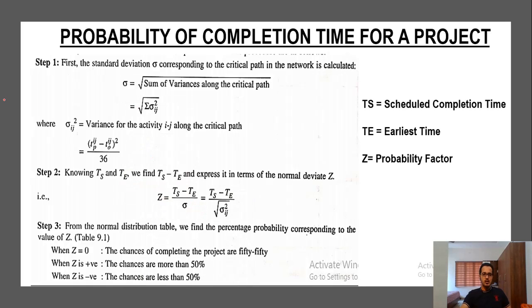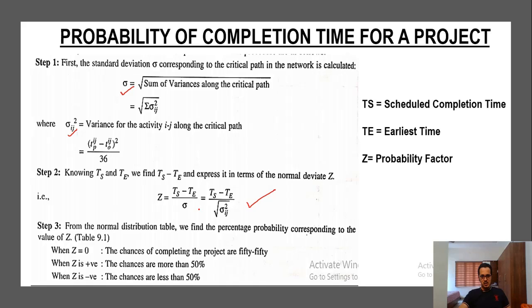Okay, so here it's again mentioned the standard deviation sigma and the variance sigma square. We have already considered the formula for calculating standard deviation and variance. So again, a new formula is mentioned here. You just look into this. So Z is equal to Ts minus Te by sigma.